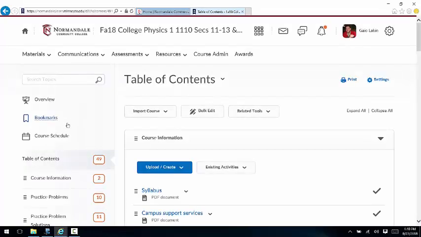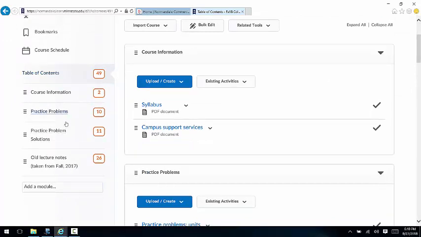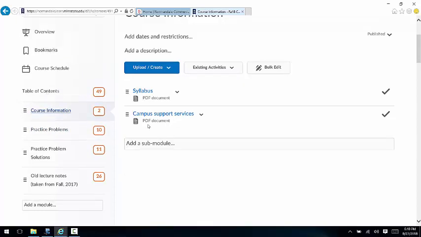Okay, so we're in the content in D2L. There's the problems and the problem solutions. We're not going to get into that stuff today, but pretty soon. And then what we want right now is in the course information. And there's 2 things there. There's the syllabus. That's what I'm going to go through carefully. Then there's also a document called Campus Support Services.